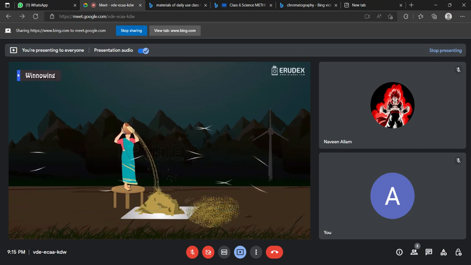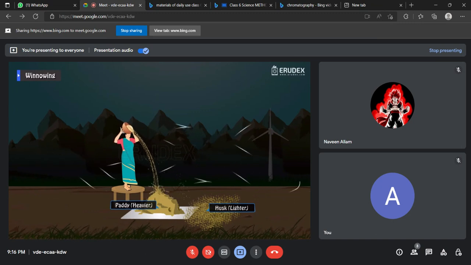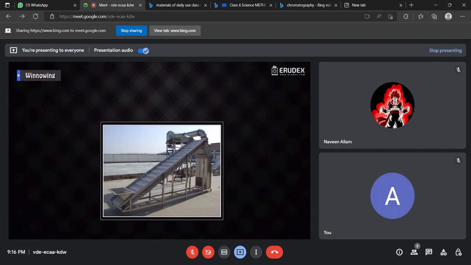The mixture is thrown up in the air by one person using a plate-like device. The wind separates the husk from the grains. Here, light particles like husk are blown away and heavier particles like paddy grains are left out. Winnowing machines are used for winnowing in rice mills.